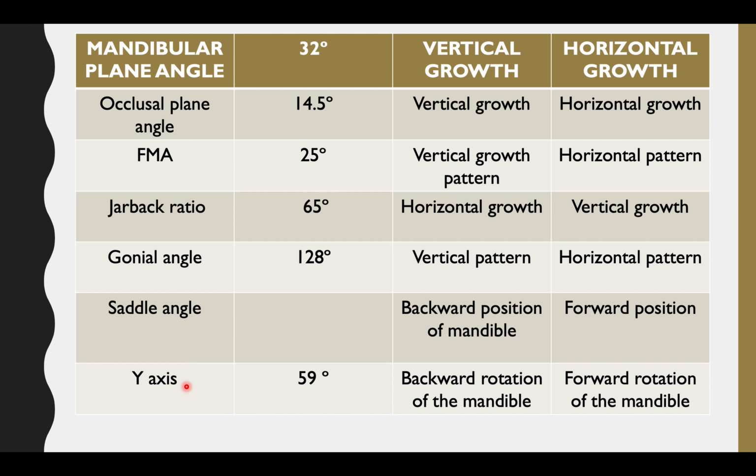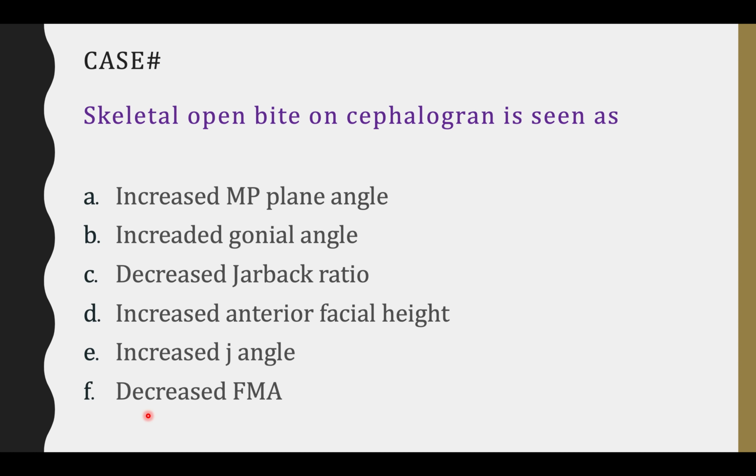And when we come to the case based questions, mostly these parameters are important, and basing on these parameters only, numerous questions can be asked. So the next question regarding those parameters will be like this: skeletal open bite on cephalogram is seen as. There are multiple factors influencing the open bite, especially the skeletal one. That means a strong vertical growth pattern will lead to skeletal open bite. So let's see what are the parameters which can be causing skeletal open bite.